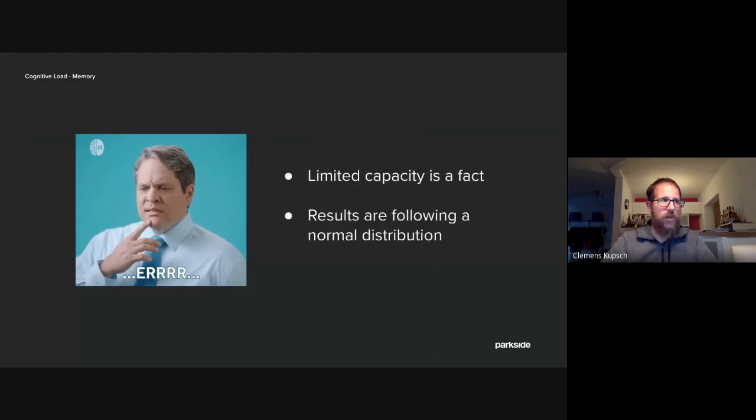So what can we say? We just tested our mental capability to keep numbers in our mind, our short-term memory. And we saw that limited capacity is really effective. And results are following a normal distribution.